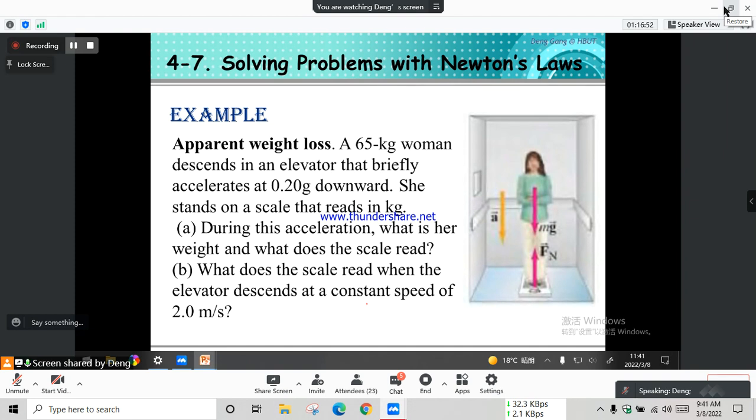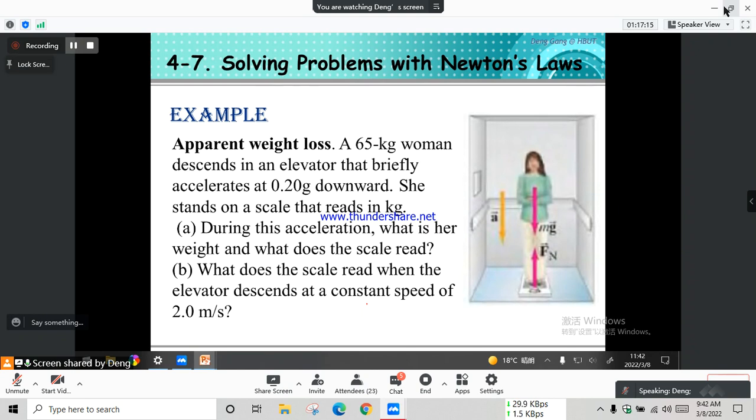He wants to measure his weight, but it is in kilogram. So we need to know how this scale works. So first step, during the acceleration, what is her weight and what does the scale read?